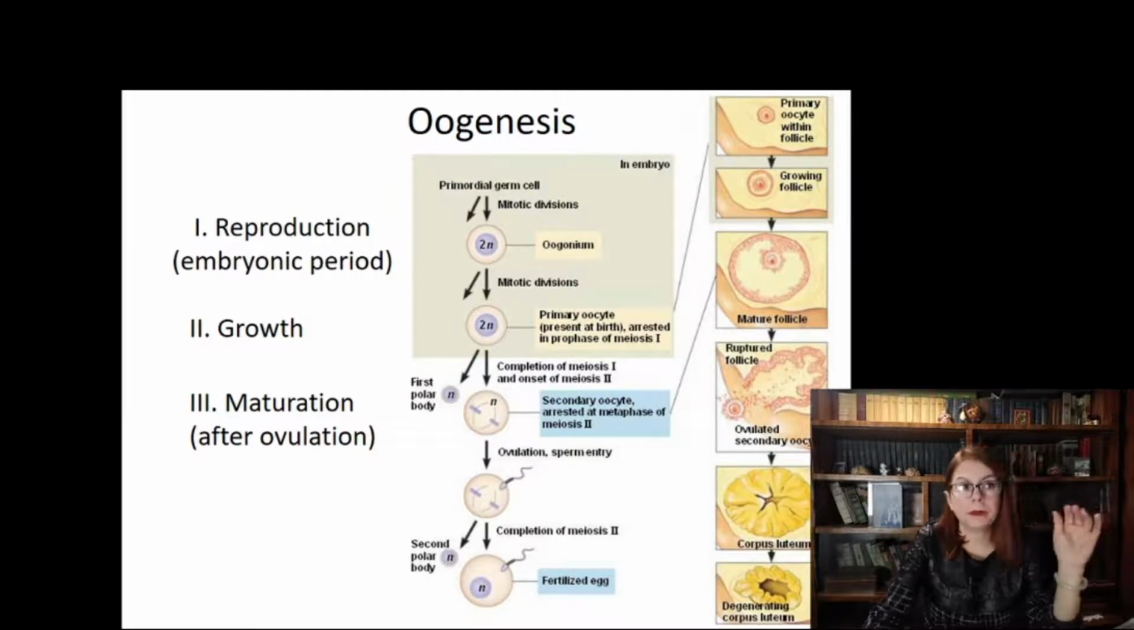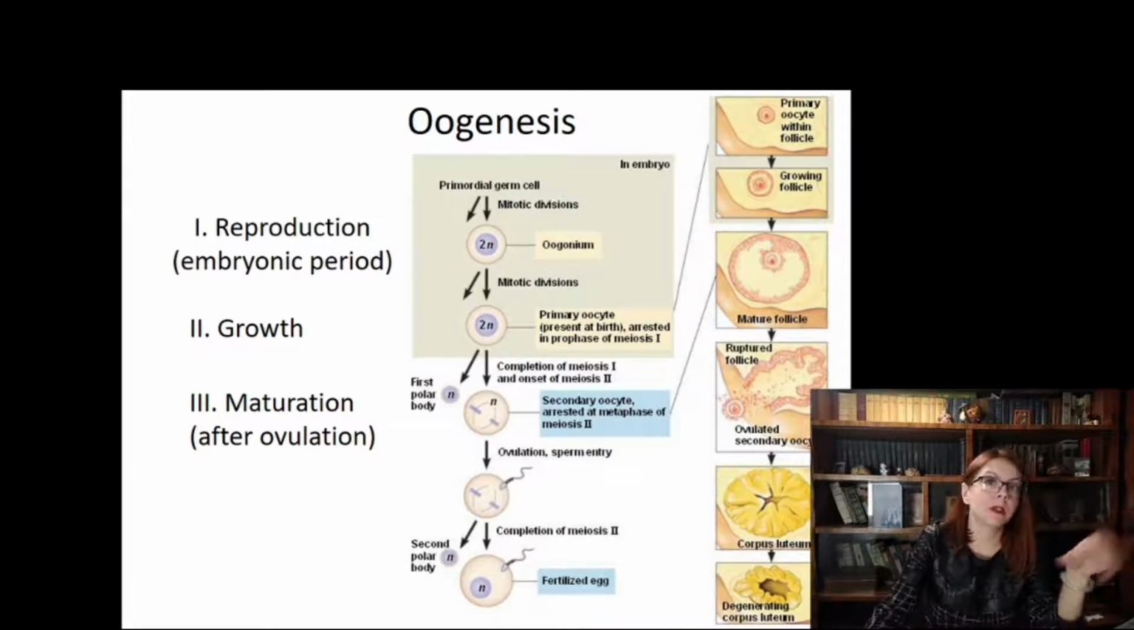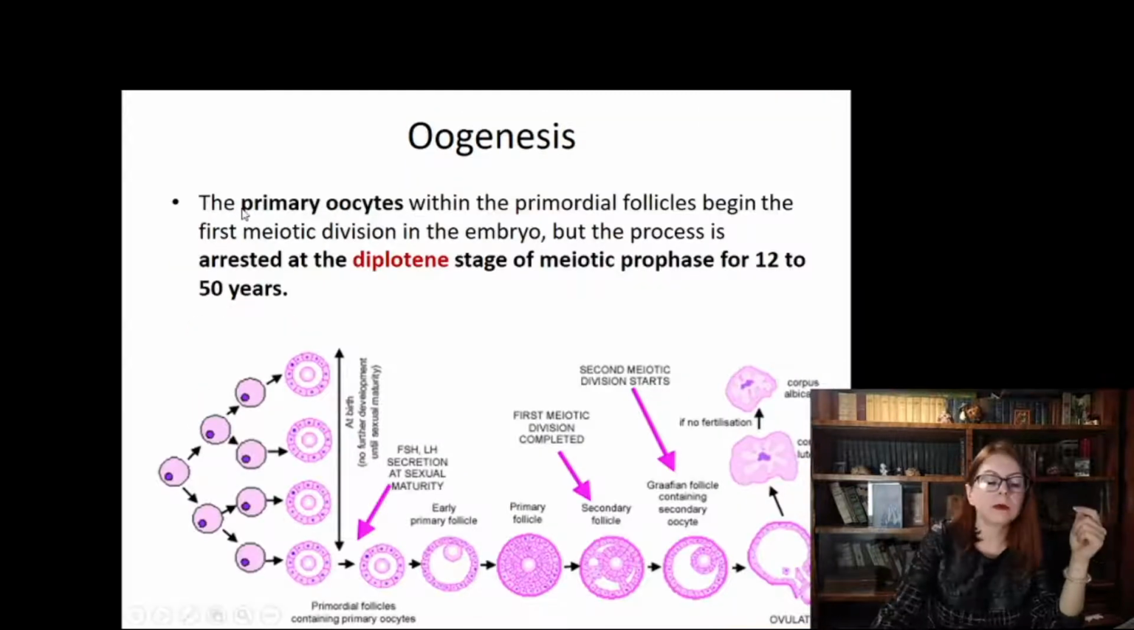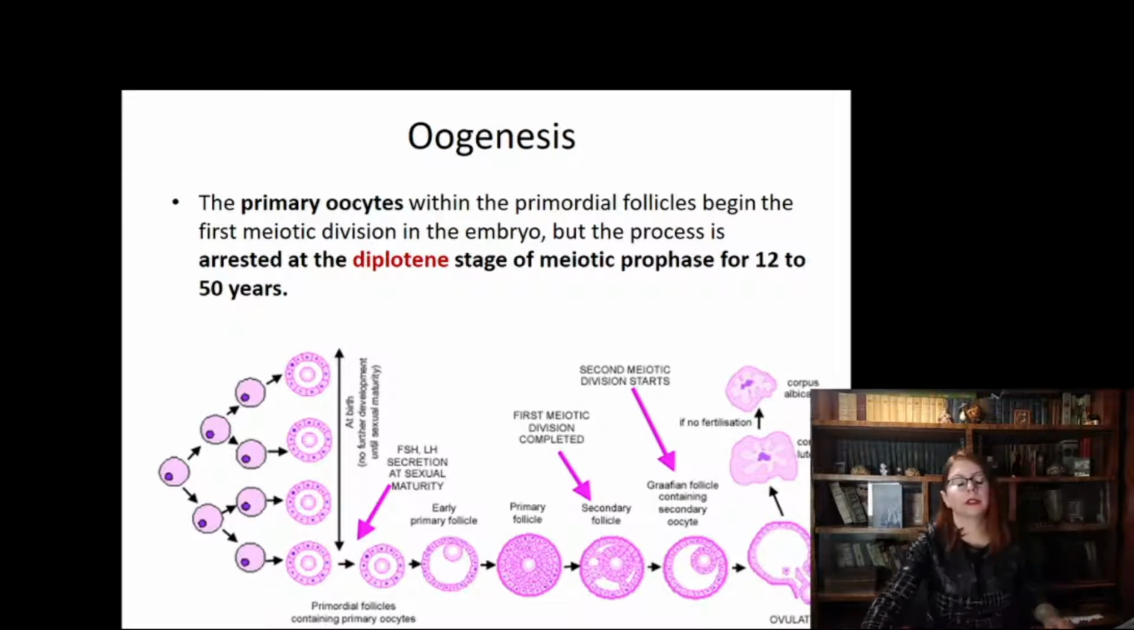All oocytes are arrested in the first meiosis, and they resume the first meiosis only in case of ovulation, and they resume the second meiosis only in case of fertilization. So predominantly primary oocytes do not become mature. Every menstrual cycle, every 28 days, only one oocyte ovulates, and only in case of pregnancy, in case of fertilization, secondary oocytes are transformed into a mature ovum.